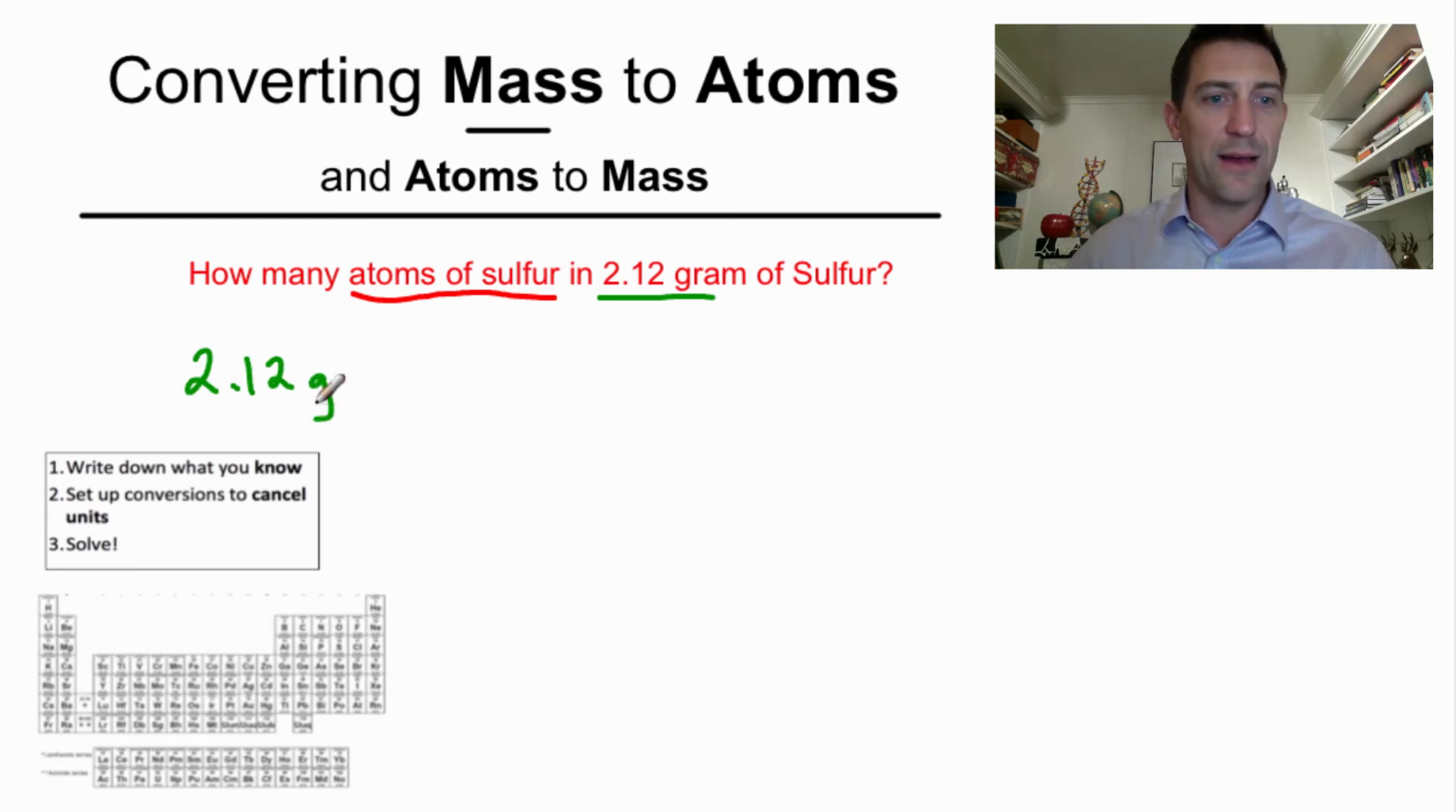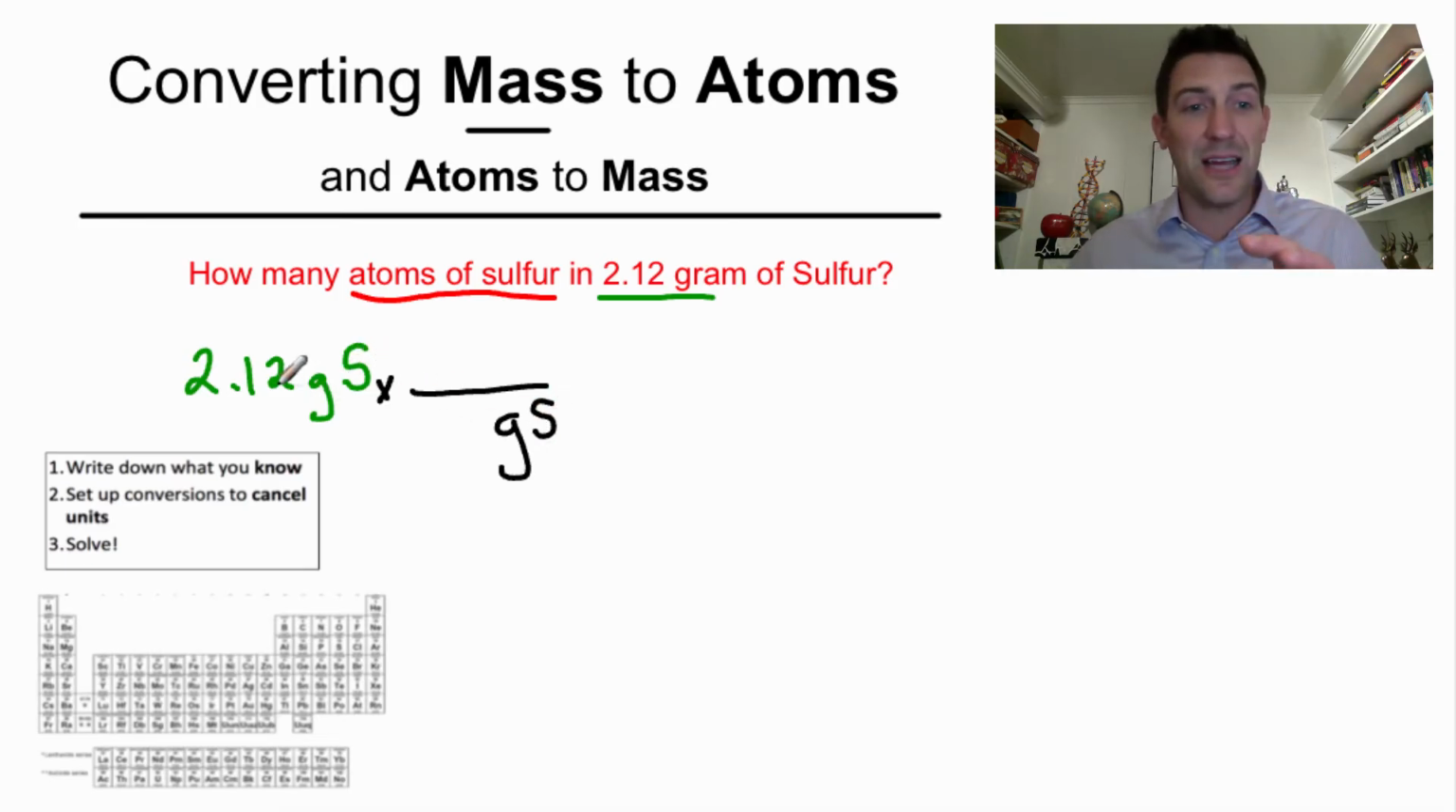So we start off with what we know, which is 2.12 grams of sulfur. In dimensional analysis, I need a conversion factor that has grams of sulfur down here on the bottom, because I need these two to cancel out. That step's the easiest step. I don't want my answer in grams of sulfur, so I need to have grams of sulfur down here. The tricky part is remembering, what can I turn that into up here? Well, grams can only turn into one thing. They can turn into moles. That's why we're learning about moles. So grams can turn into moles.